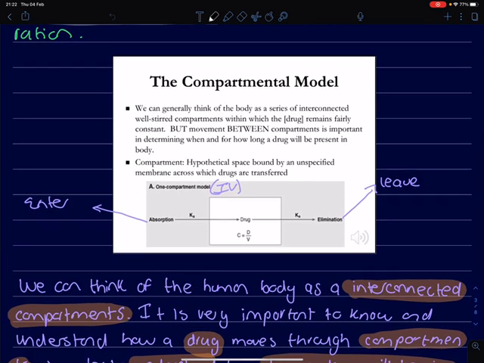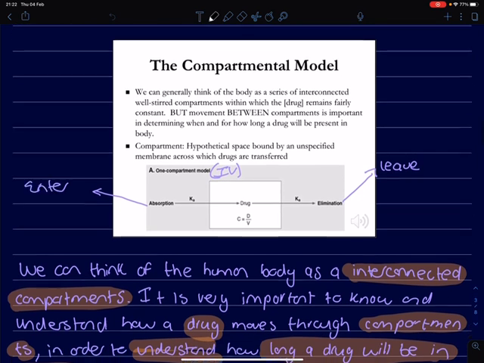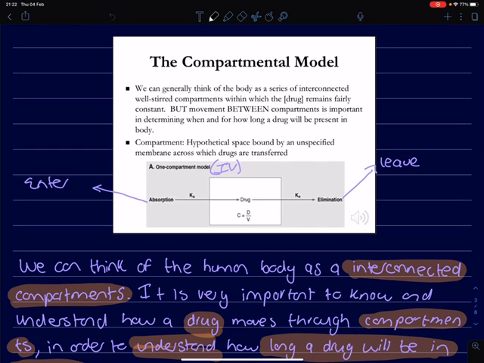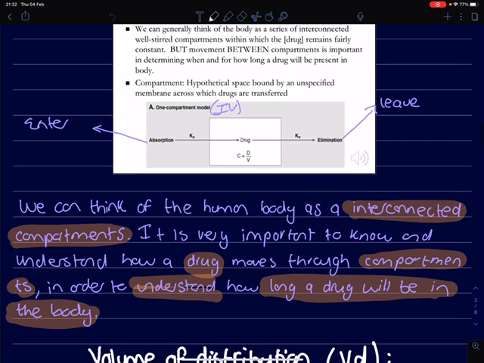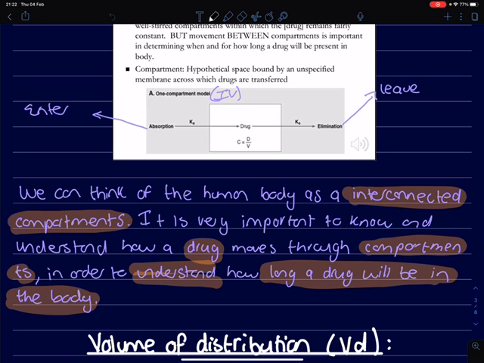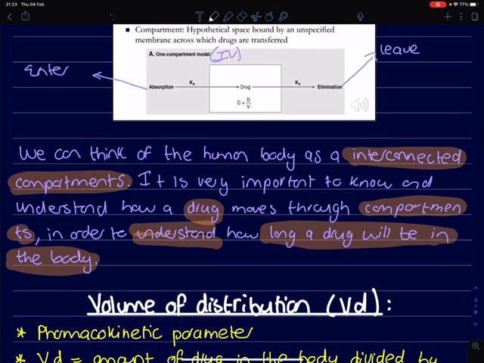And then there's also the compartmental model. This is just a model where the human body is seen as a compartment. It's also important here. We can think of the human body as an interconnected compartment. It is very important to know and understand how a drug moves through each compartment in order to understand how long the drug will be in the body.